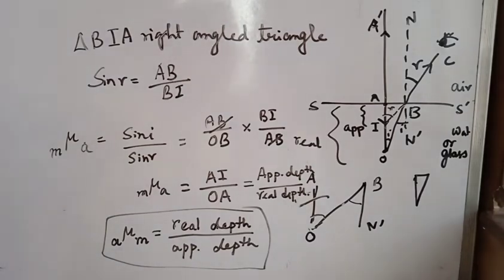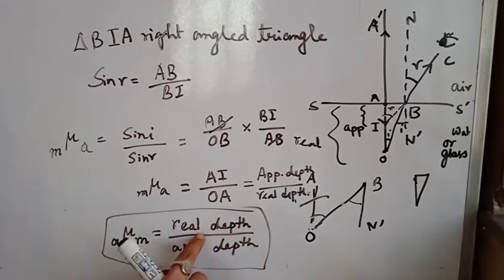So from this relation we can find the apparent depth by putting this value, or by putting the value of apparent depth we can find out the real depth, or if we know both depths we can find the refractive index from this relationship.